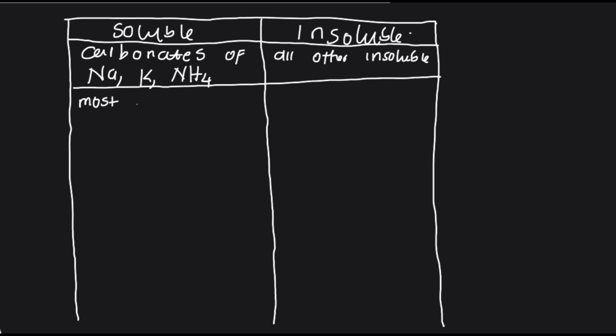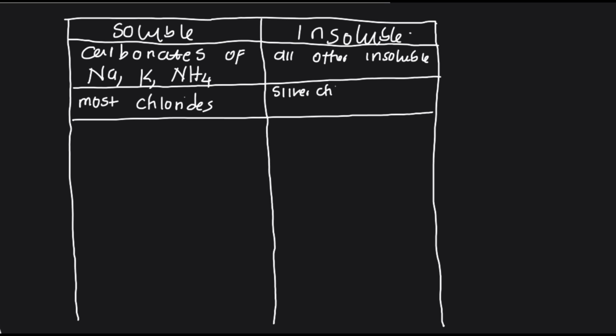So we'll just say most chlorides are soluble, except, looking at the first one, silver chloride is insoluble. So whenever you encounter a question like "explain how silver chloride is produced," remember that silver chloride is insoluble, even if the statement is not giving you that.